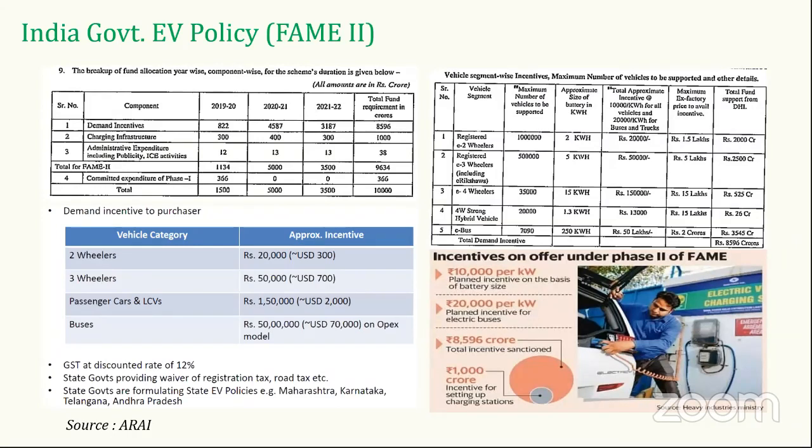Just for the benefit of this training, let's focus on the right-hand side table and row number three, which is the e-four-wheelers. The government has allocated close to 525 crores. And for every kilowatt hour of the battery, the government is giving a subsidy of 10,000 rupees.